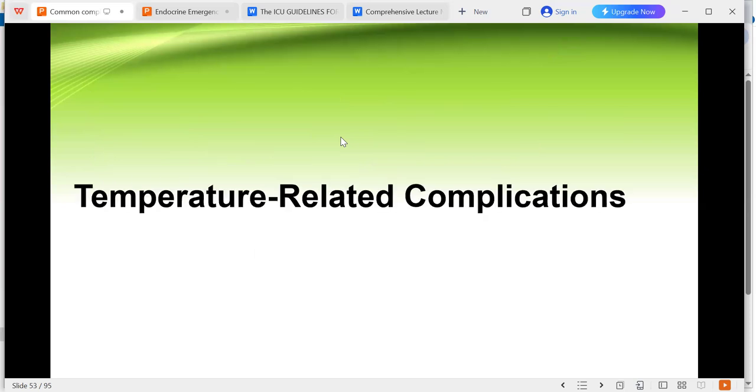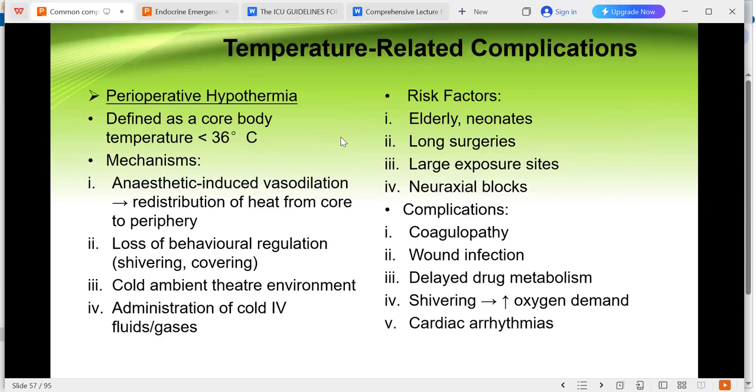Okay. Now, temperature regulation, we've talked about this. Perioperative hypothermia, all right, is when you have a core temperature less than 36. And that's why I said I hope we have facilities to monitor core temperature in our theaters. So how does perioperative hypothermia develop? Normally due to anesthesia-induced vasodilatation, all right, which leads to redistribution of heat from the core to the periphery, so it lowers the core temperature.